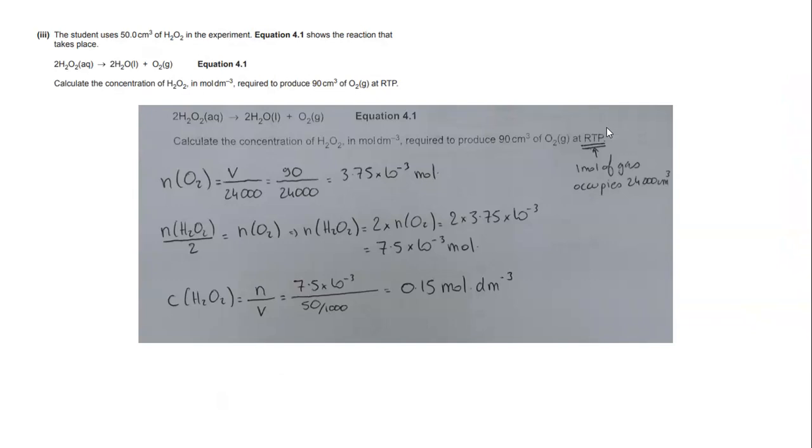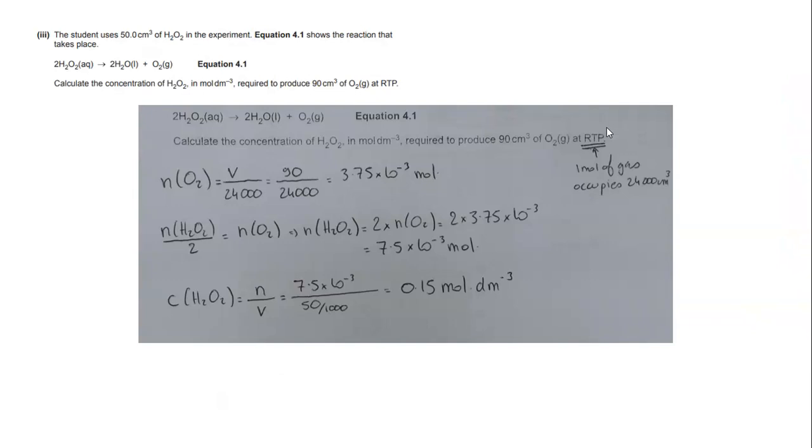And that is 3.75 times 10 to the power of minus 3 mole of oxygen produced. From the equation, we know that the number of mole of H2O2 divided by 2 is equal to the number of mole of O2 divided by 1. Therefore, the number of mole of H2O2 required is 2 times the number of mole of O2 produced at the end, which is 7.5 times 10 to the power of minus 3 moles.